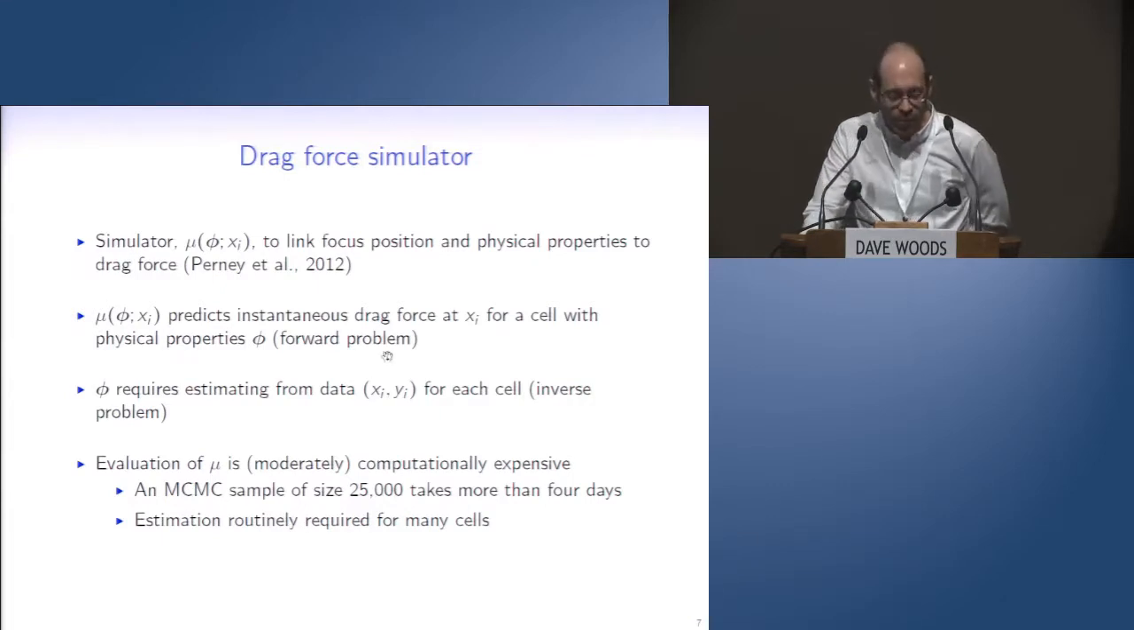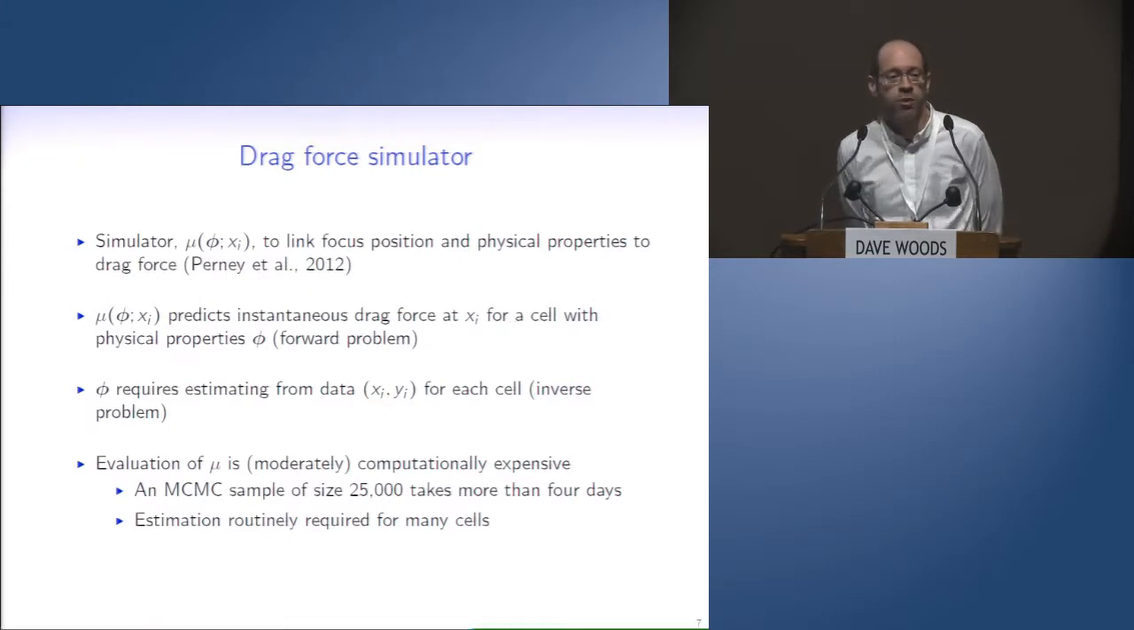In our previous notation, our model, our simulator, is a function of these unknown parameters, which are the physical properties of the cell, and x, which is the focus position of the laser. If we simply wanted to predict drag force for a cell whose physical properties we knew, this would be easy. We could just use the simulator, and that is essentially the forward problem. But of course we don't know these parameters, and we want to estimate them from our data. So this is an inverse problem.